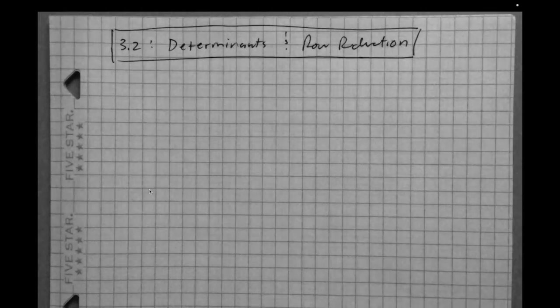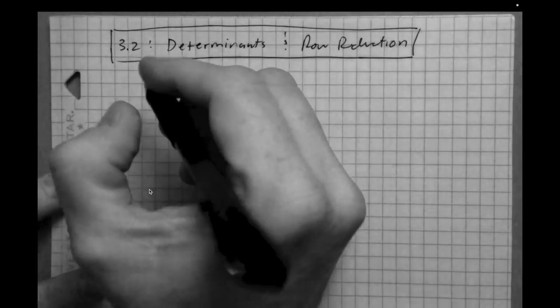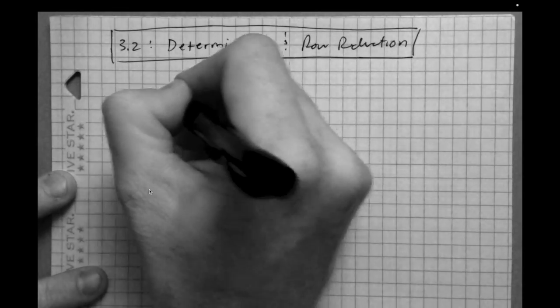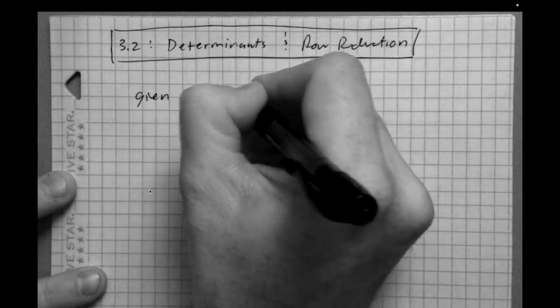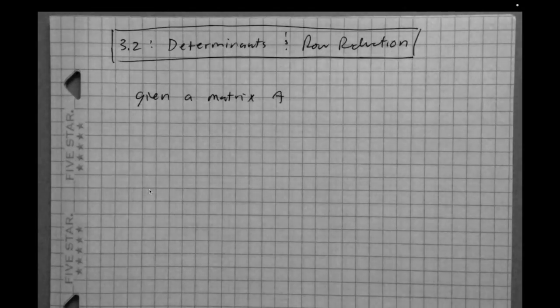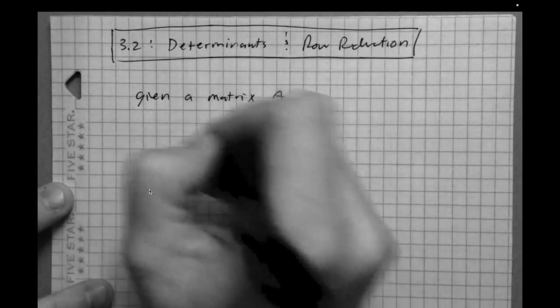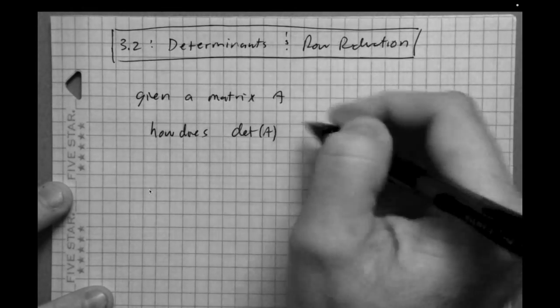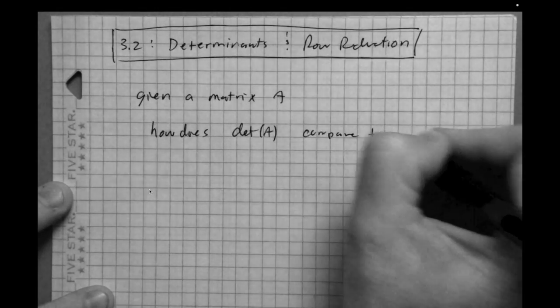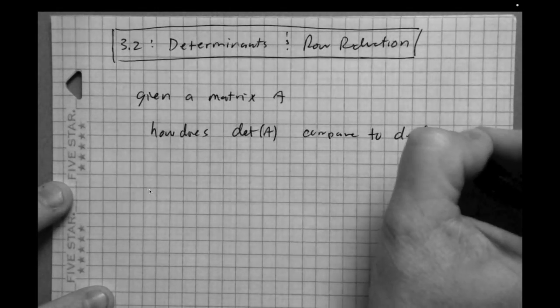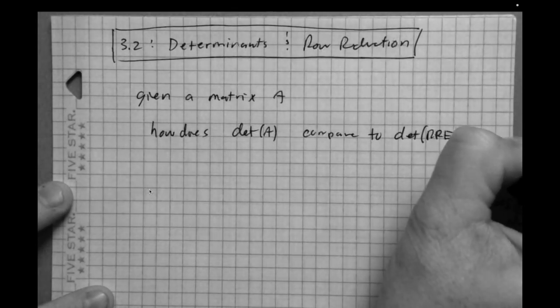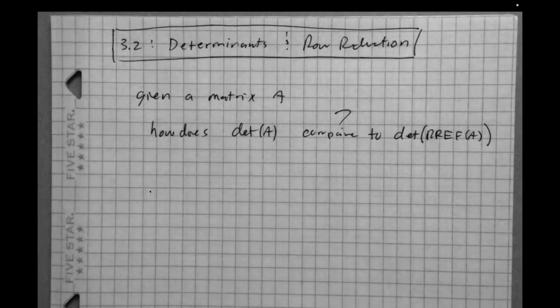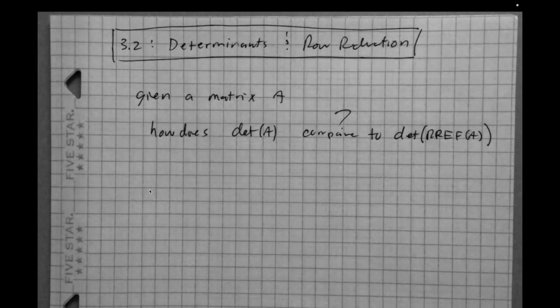As I said, the basic idea is, given a matrix A, we'd like to know how the determinant of A compares to the determinant of the reduced row echelon form of A. What happens to the determinant as we apply row operations to a matrix?